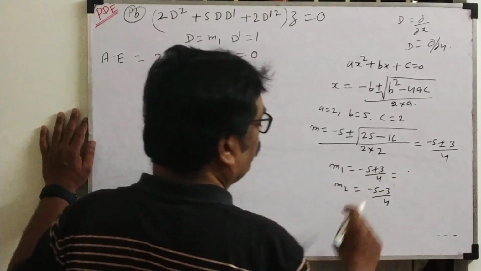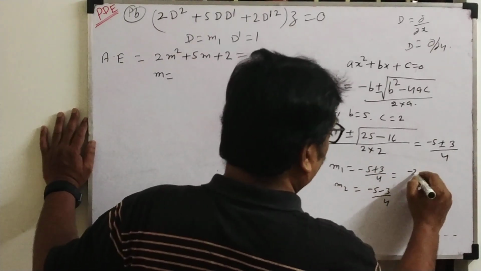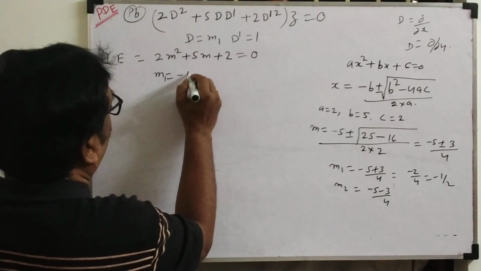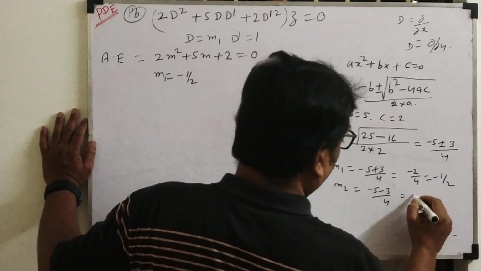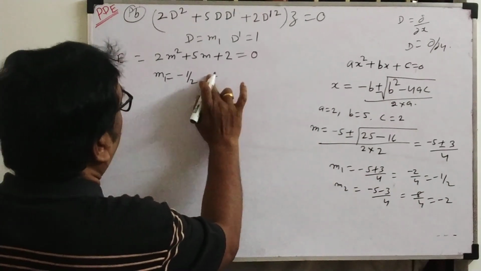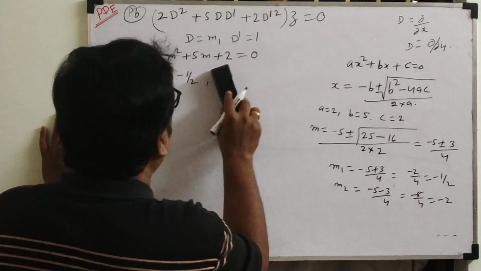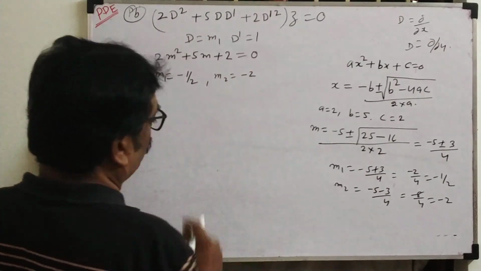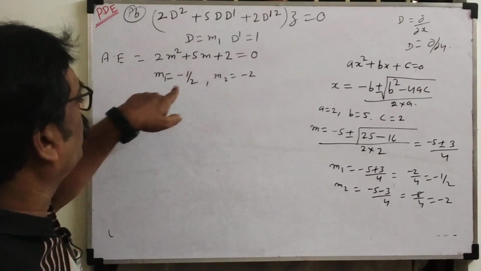So what will come here? Minus 2 by 4, so one root is minus 1 by 2. So m1 is equal to minus 1 by 2. Here, minus 8 by 4, so minus 2. The second root is m2 equal to minus 2. It is a second degree equation, so two roots will be there.